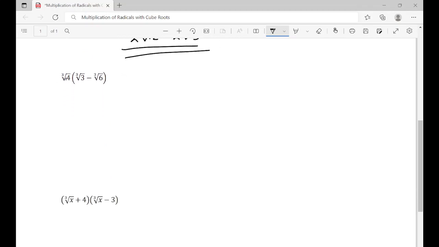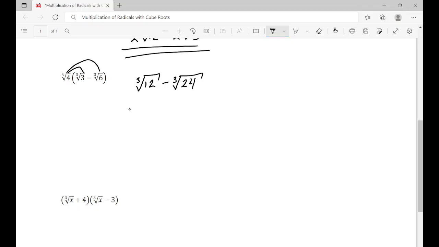Next we have the cube root of 4 distributing into the cube root of 3 minus the cube root of 6. So again, we're just distributing this in here and here to here. So cube root of 4 times cube root of 3 is going to give me the cube root of 12, minus the cube root of 4 times the cube root of 6, which is going to give me the cube root of 24, which is kind of similar to what we just did.